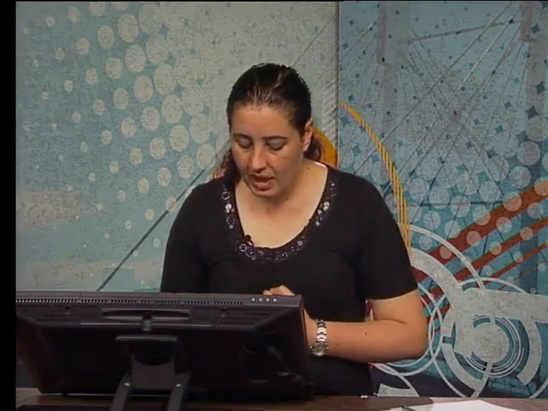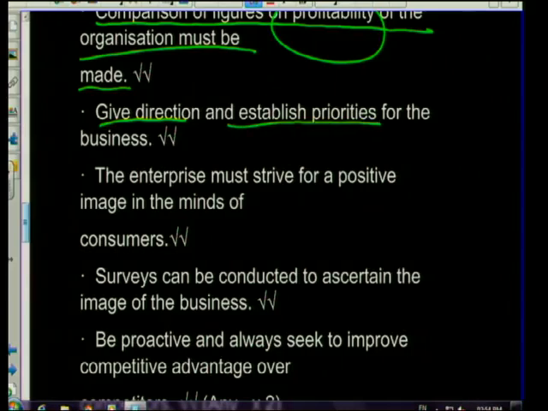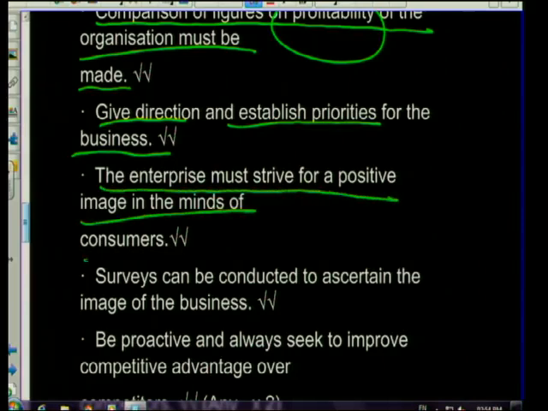Next, give direction and establish priorities for the business. And again, this is a managerial task. And the enterprise must strive for a positive image in the minds of consumers.